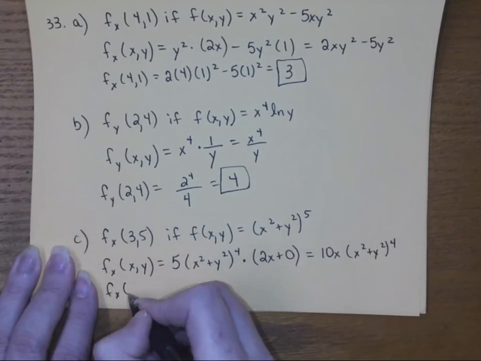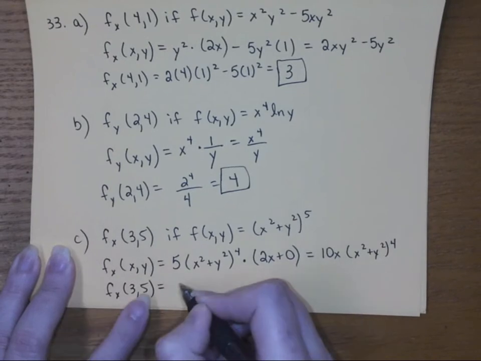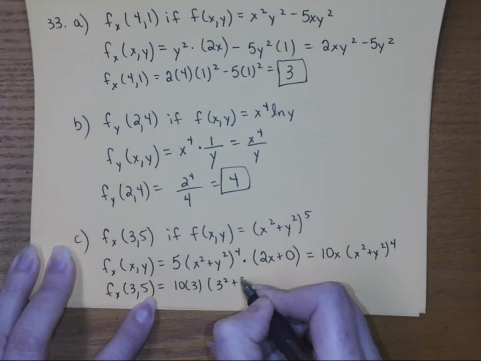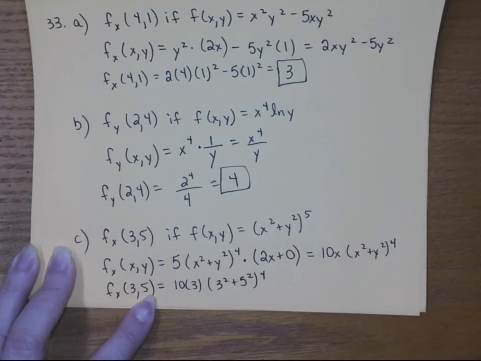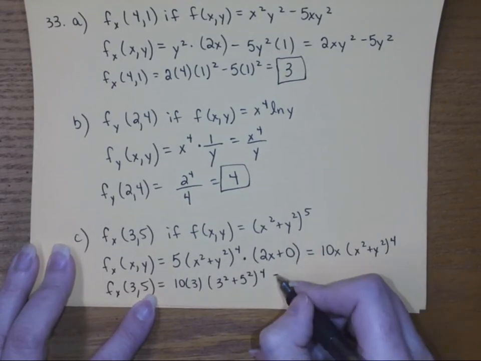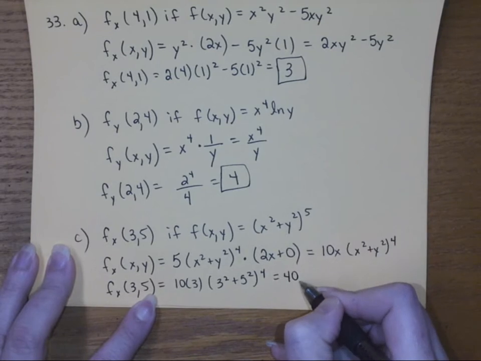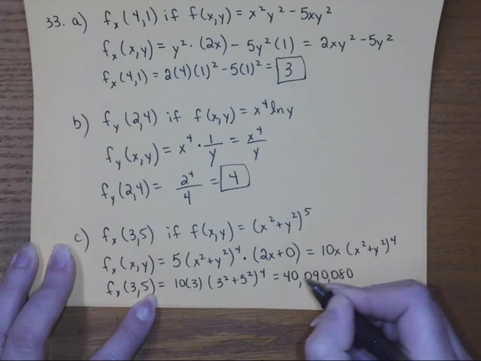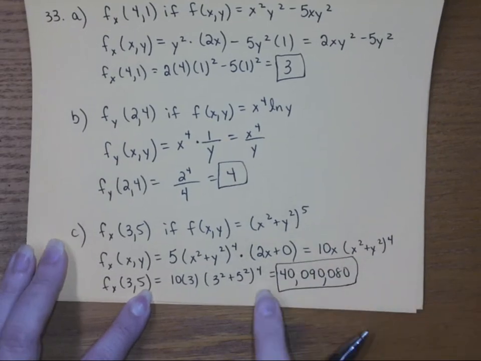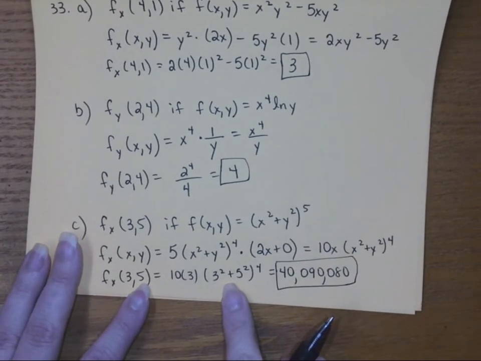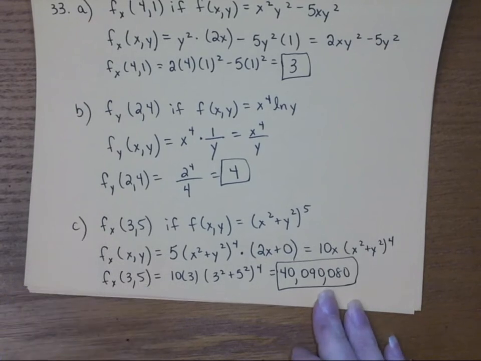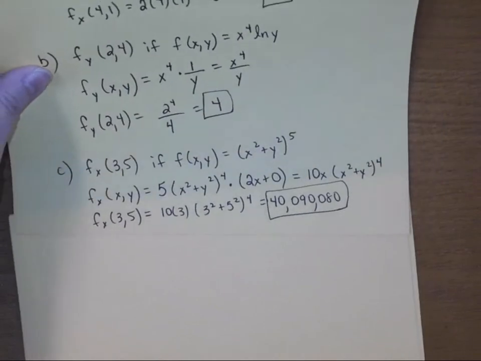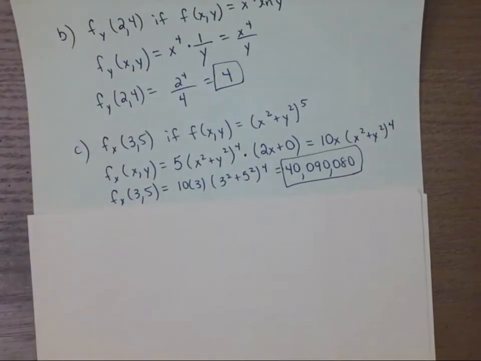And so now let's just plug them in. So it's 10 times 3 and then 3 squared plus 5 squared to the 4th. So just let your calculator do this. This is a very large number. So I think it's 40,090,080. Okay, it's so large because you have the 4th power and this is a big number already. All right, so just remember, partial derivatives are where we treat one variable normally and we treat the other as a constant.